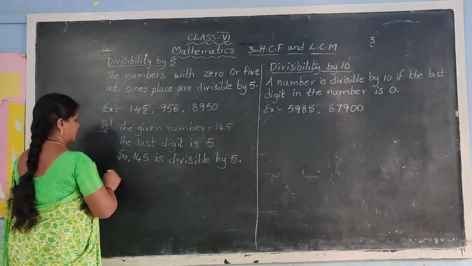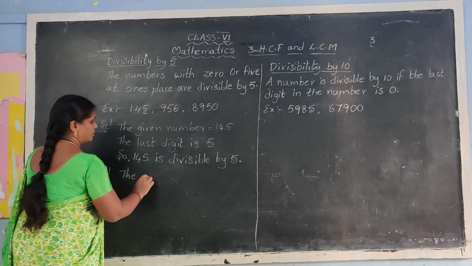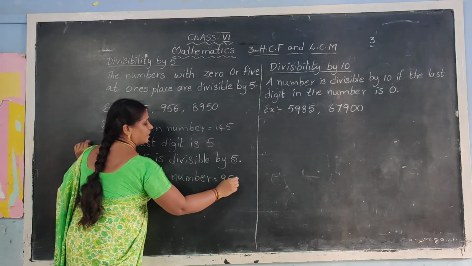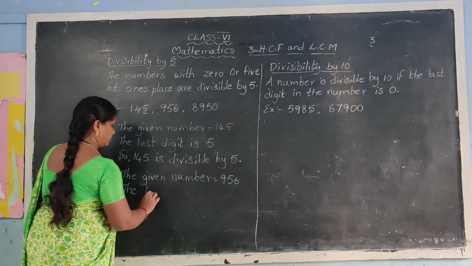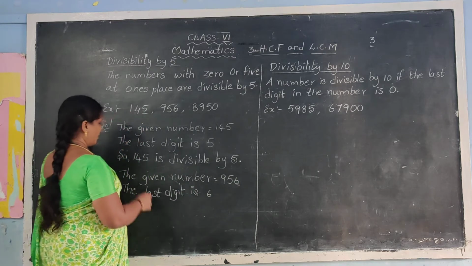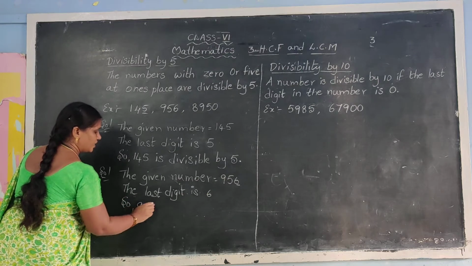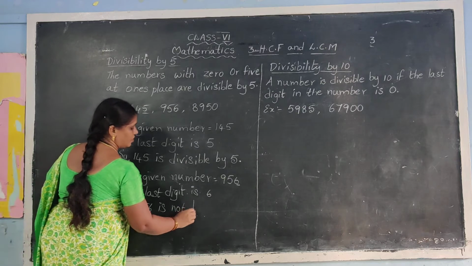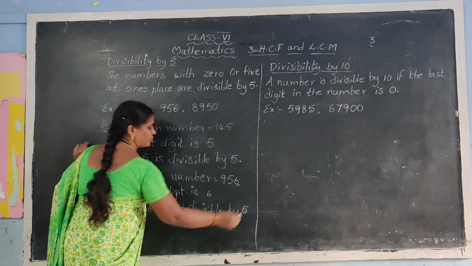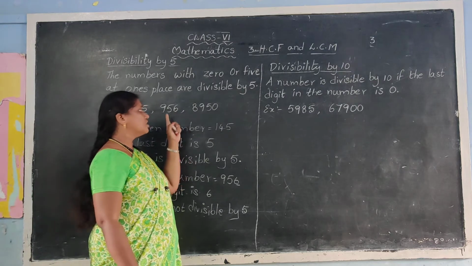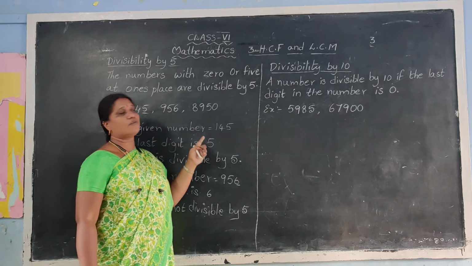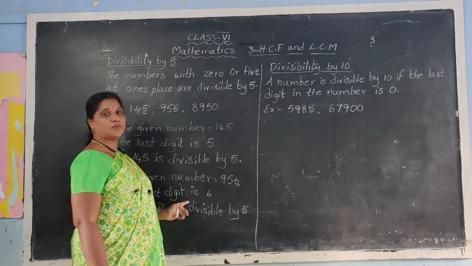Second one, 956. The given number is 956. The last digit is 6. So 956 is not divisible by 5. Can you understand? Here the last digit is 6. A number is divisible by 5 when the last digit is 0 or 5. It is 6, so it is not divisible by 5.